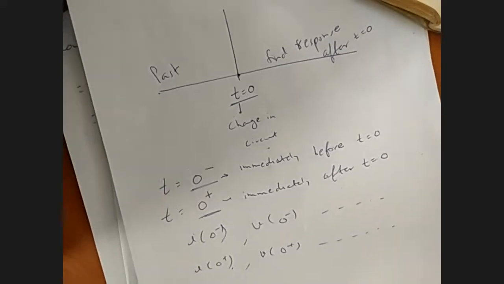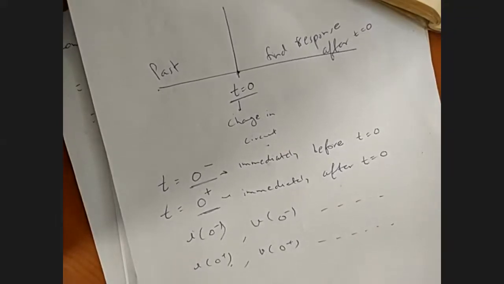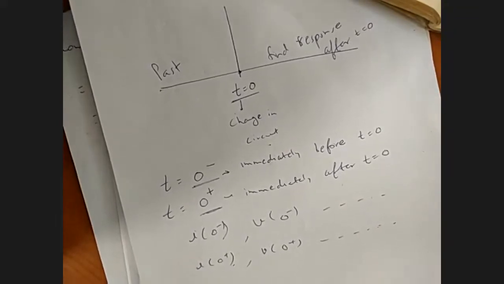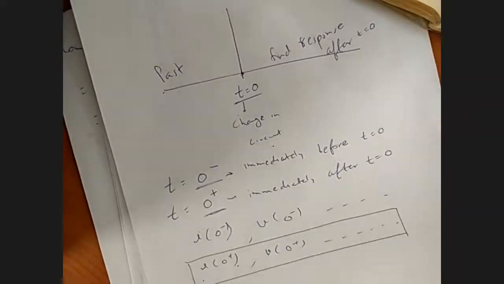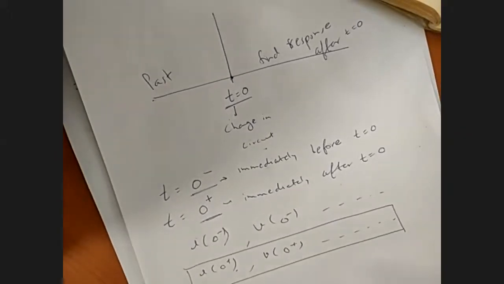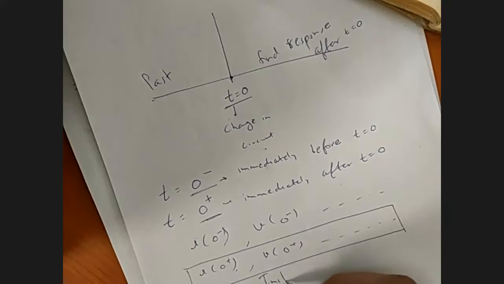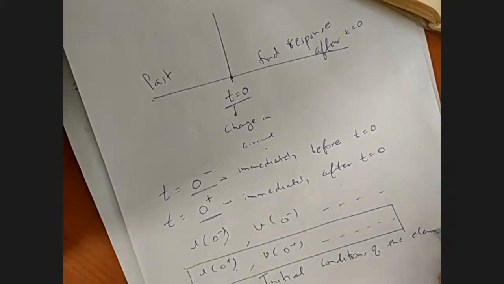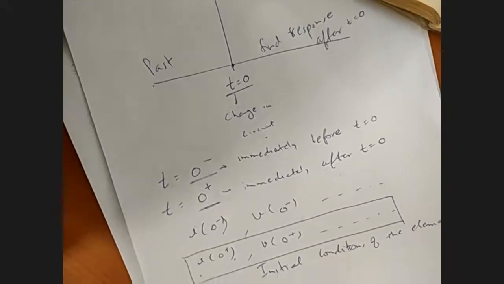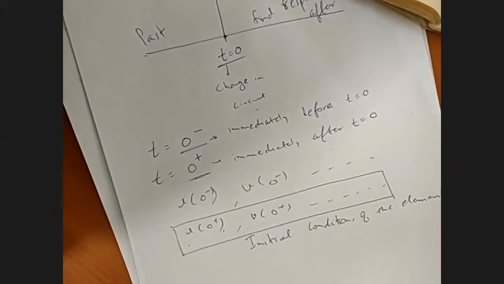So our aim is to find out what is I0 minus, V0 minus, that is just before the change in the circuit, and I0 plus and V0 plus just after the change in the circuit. And these are known as initial conditions of the network element. So our aim is to find out what is the initial condition of the elements.